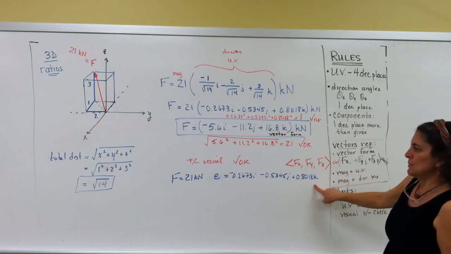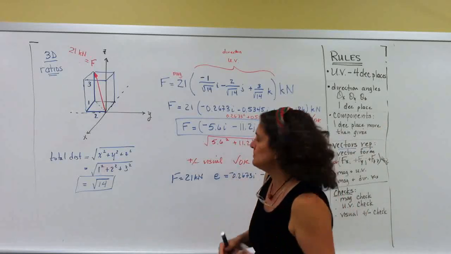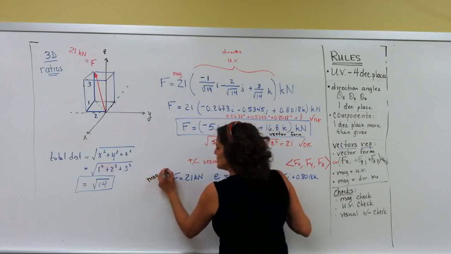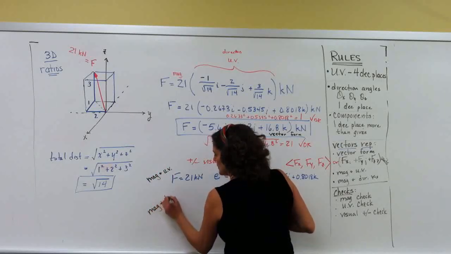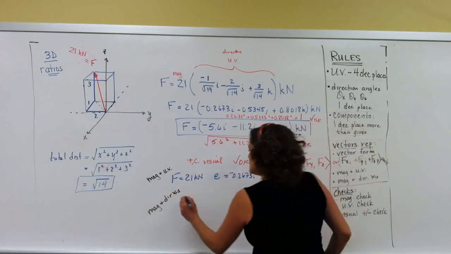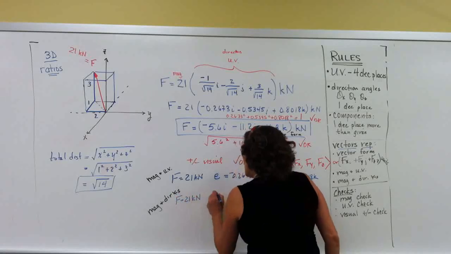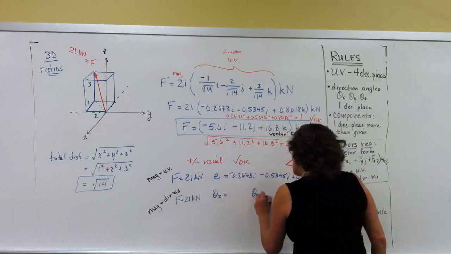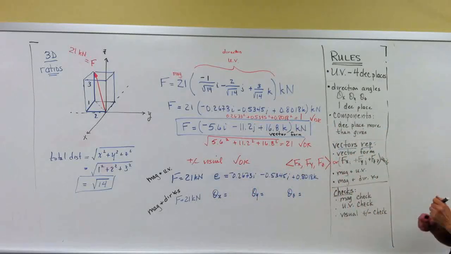The last way to represent the vector, so this is magnitude and unit vector, and now we're doing magnitude and direction angles. So force we know is equal to 21 kilonewtons, and now we have to solve for what theta x is, theta y is, and theta z is. And how can we do it?